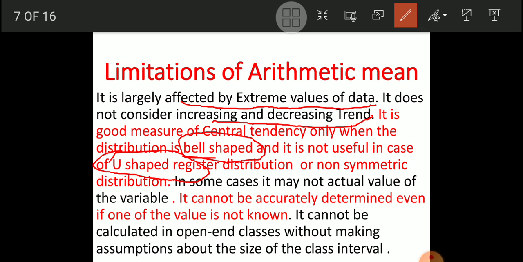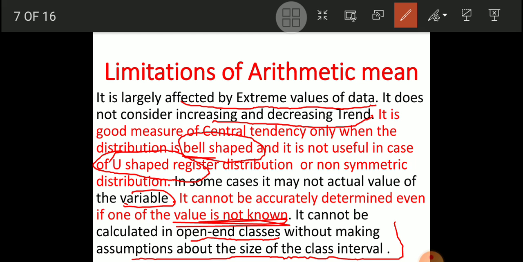In some cases, it may not be an actual value of a variable. It cannot be accurately determined even if one of the values is not known, isn't it? So this is also a demerit. It cannot be calculated in open-ended classes without making assumptions about the size of the class interval. So these are the demerits of arithmetic mean.